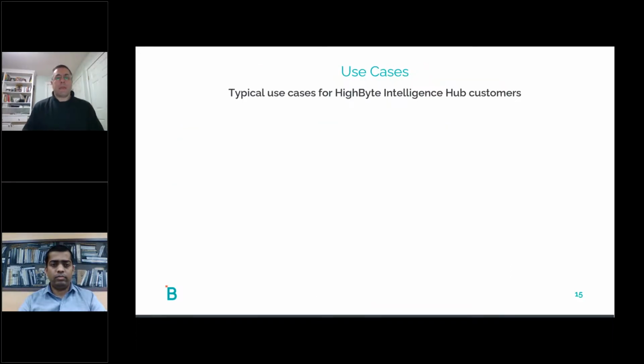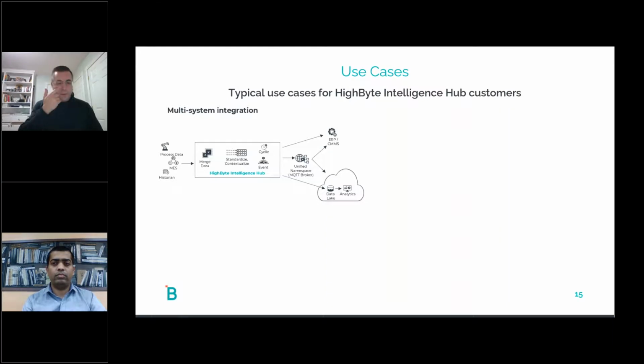Now I want to talk about some key use cases that we've seen implementing industrial DataOps. So the first one is what I've been talking about. How do we integrate data from multiple systems, pulling process data, historian data, MES, or other data sources together, merging that data, standardize it, contextualize it, and publishing it out. You can publish to a UNS, you can publish directly to the cloud, or you can publish directly into your target systems. But the key is you standardize that data and publish it out in a uniform way.